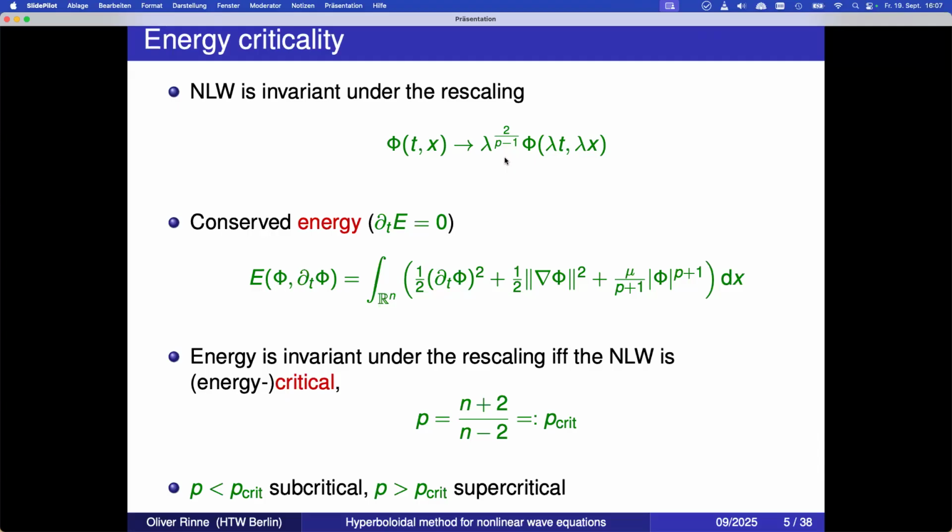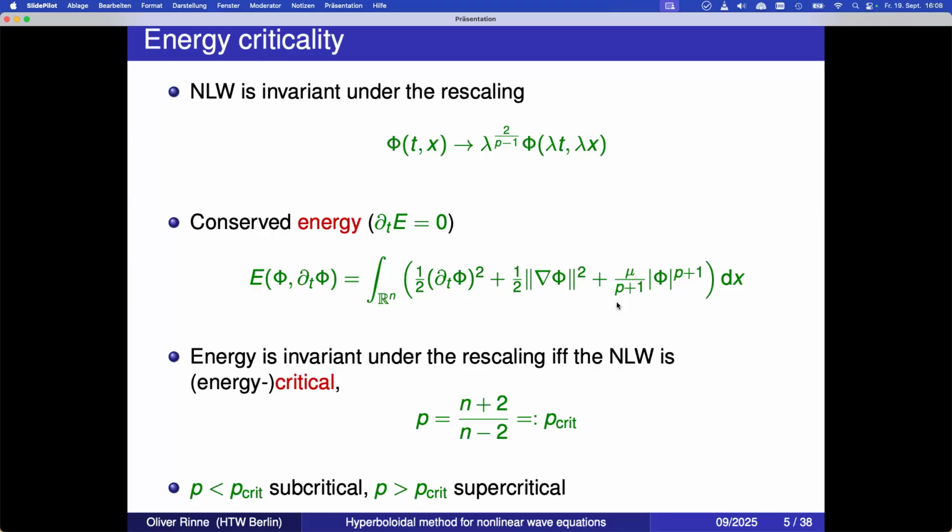There's also a conserved energy, which I call E here. So this is a conserved quantity, which means the time derivative of this E is equal to 0. And so this is the equation for the energy. And you can see here this is a kinetic term, essentially, which is positive definite. And then here you see the term from the nonlinear potential. If mu is equal to +1, so if it's defocusing, then this is also positive. But if mu is -1, so it's a focusing equation, then this energy does not have to be positive definite.